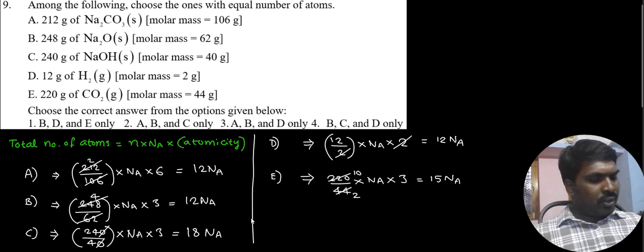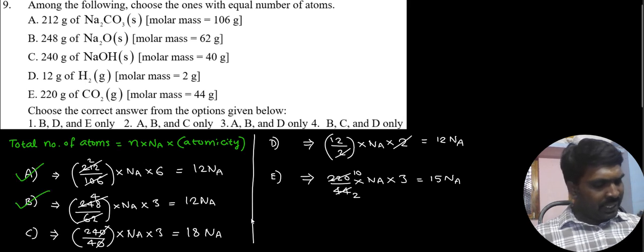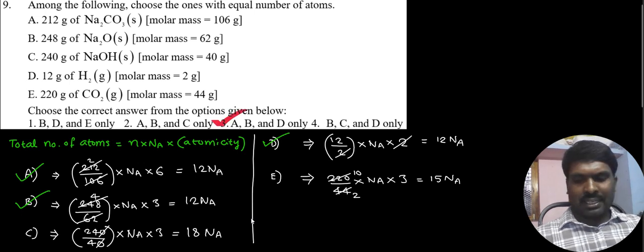Now which compounds have an equal number of atoms? Here A, B and D. A, B, D have an equal number of atoms. So which option is the right answer? Option 3 is the right answer, A, B, D.